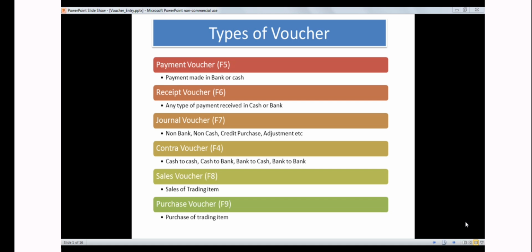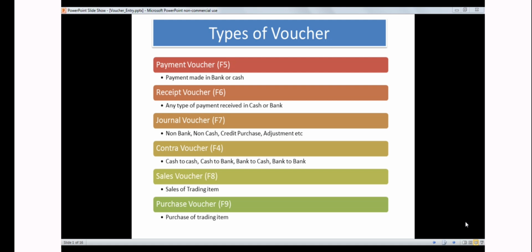The next type of voucher is a journal voucher. Now here it's non-cash, non-bank, credit, purchase, adjustment, etc. In the first example, I've told that we have made a purchase of a 1 lakh rupees computer, 70,000 payment has been made and 30,000 is on credit. So that 30,000 entry will happen in this journal voucher.